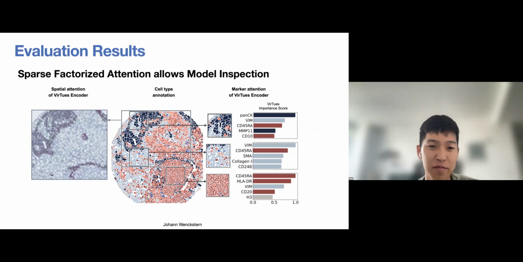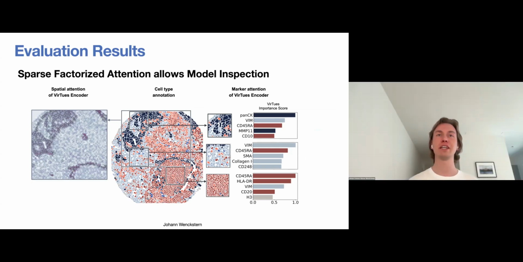We were inspecting the attention or factorized attention scores which the model produced after pre-training. We were looking either at the spatial attention mechanism, where the tokens attend spatially, or marker attention, where they attend across markers, and we analyzed them separately. For spatial attention, we used the pre-trained encoder, added a class token, and fine-tuned the encoder on cancer type prediction and looked at what the class token was attending to.